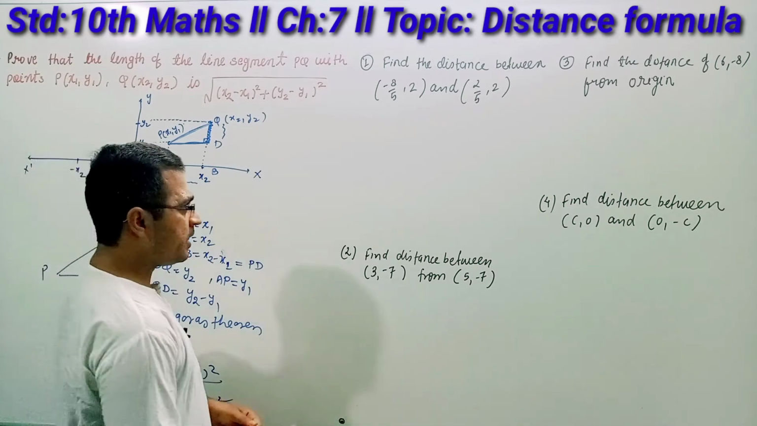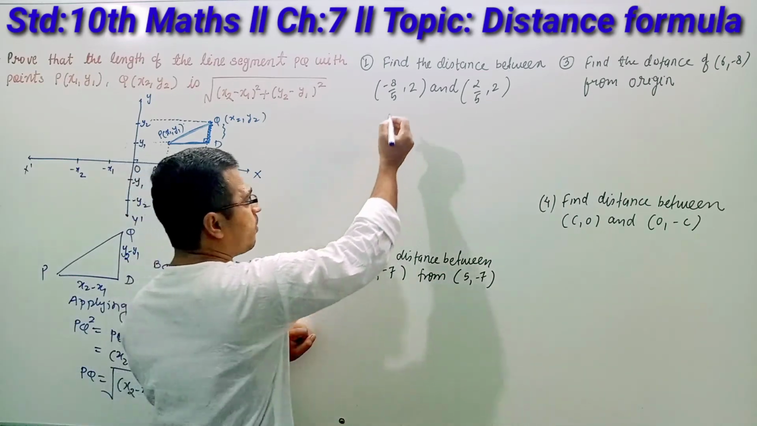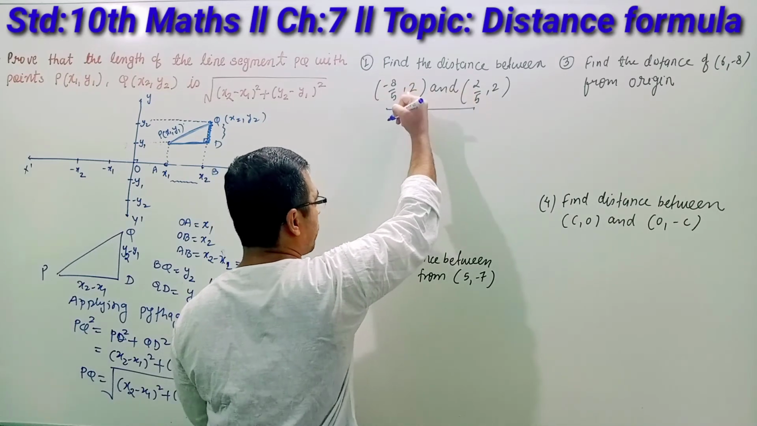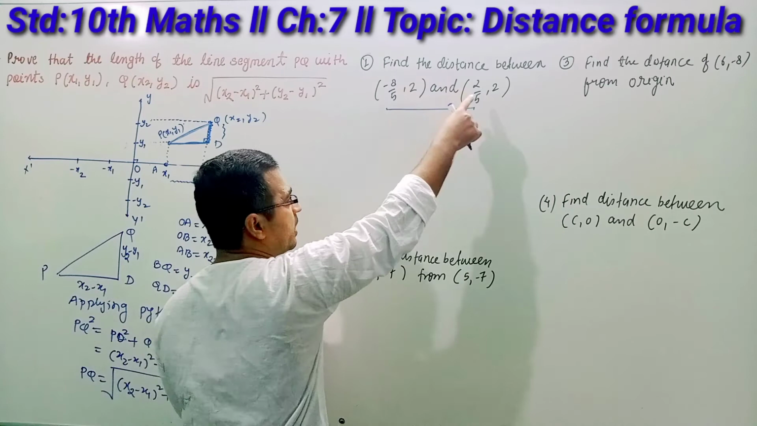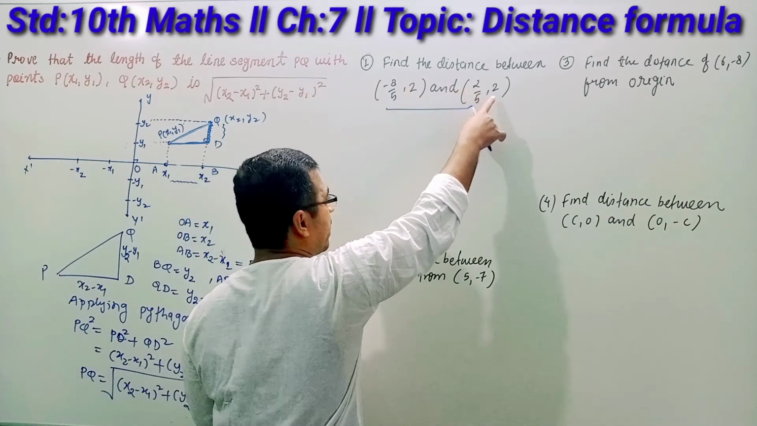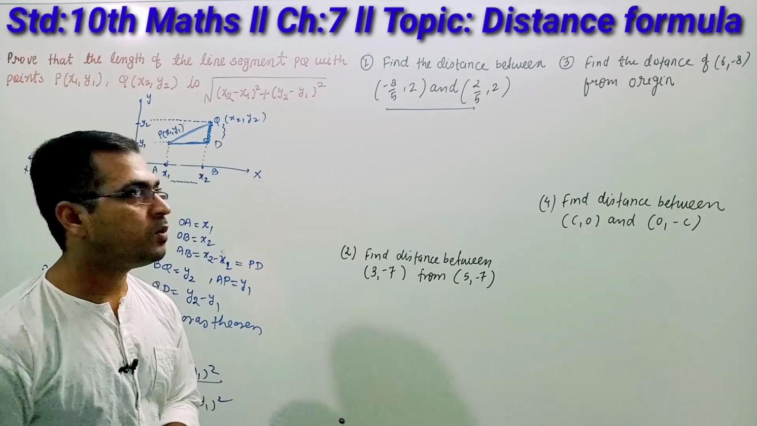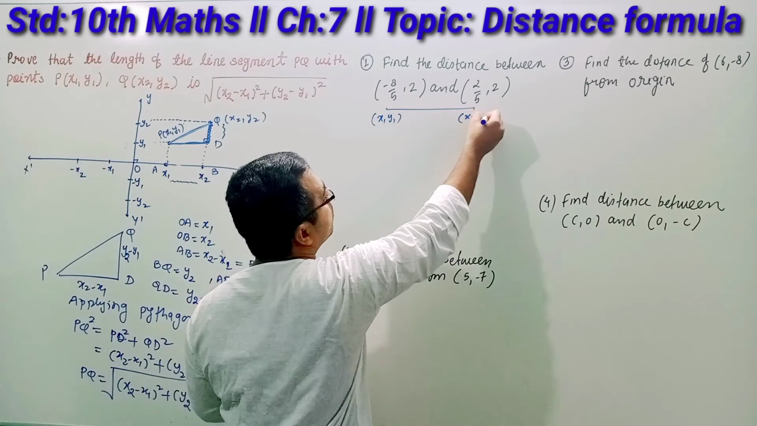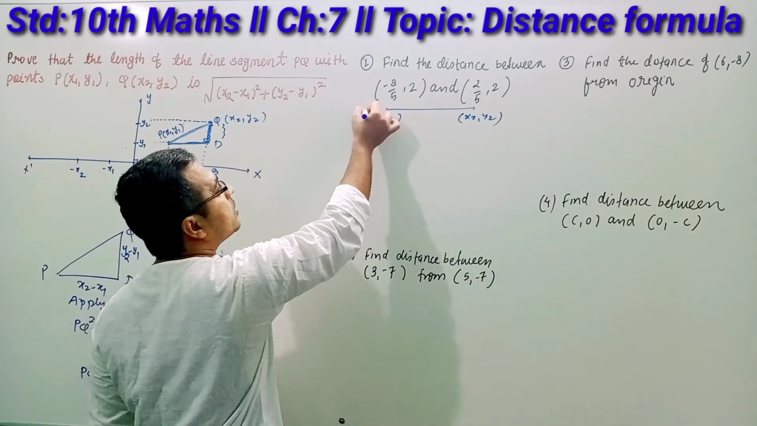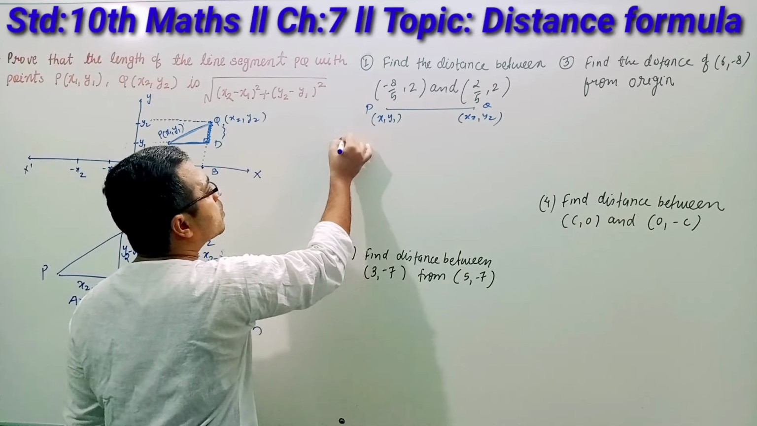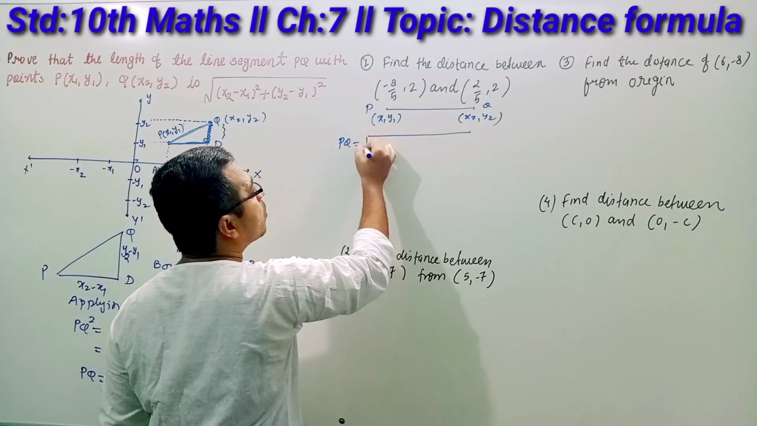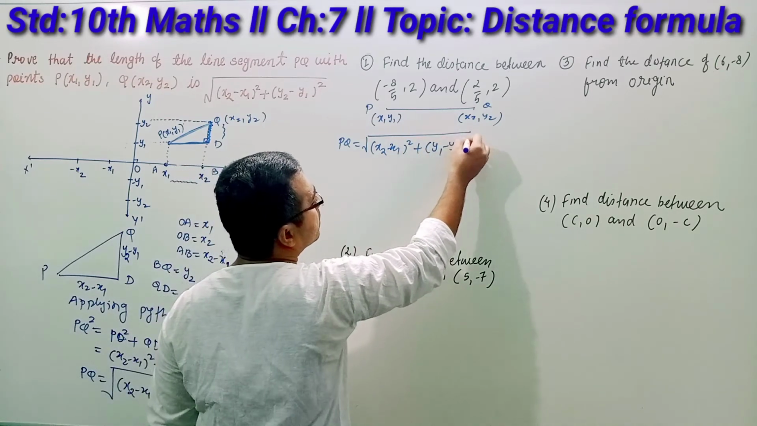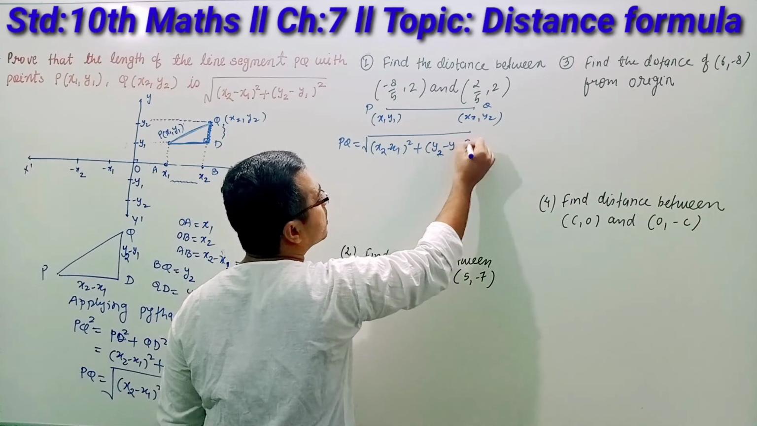Okay students, here you can see that the 2 points are given. The points are in coordinate form: x coordinate is minus 8 by 5 and y coordinate is 2, and here x coordinate is 2 by 5 and y coordinate is 2. So we can compare these with x1, y1 and x2, y2. We know that the distance between 2 points like PQ, so PQ is equal to the square root of x2 minus x1 whole square plus y2 minus y1 whole square.